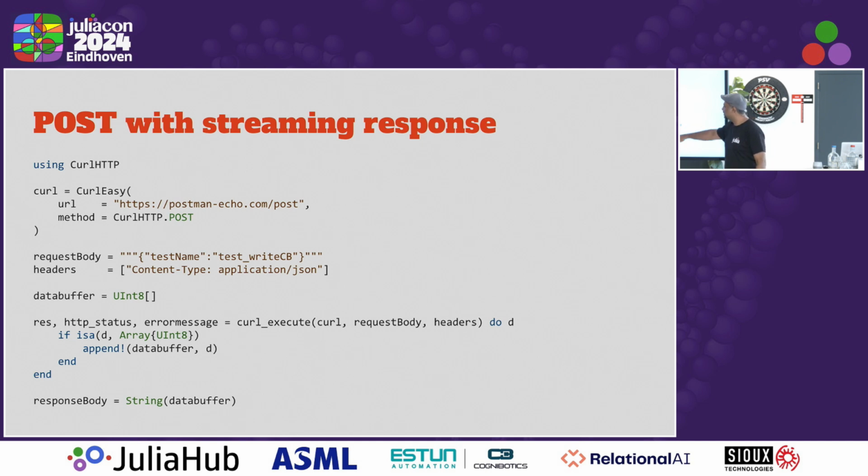And then again, we call curl execute. And this time we pass in curl, the request body and the headers. And then we set a callback function. So in this case, do D, and D is the data in this case. It should be an array of uint8 or a vector of uint8. Sometimes it is not, and that has to do with how libcurl works. But I'd say in almost every case I've tried it, it has been an array of uint8. And we just attach it to a data buffer. In this case, the data buffer is a uint8 vector that we created. And so again, you can get your response body by converting that to a string.